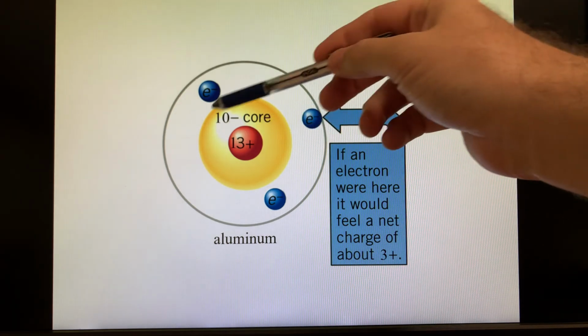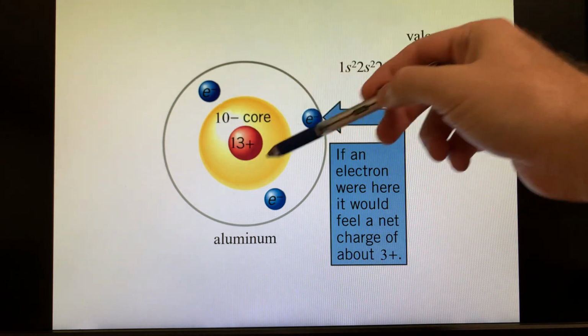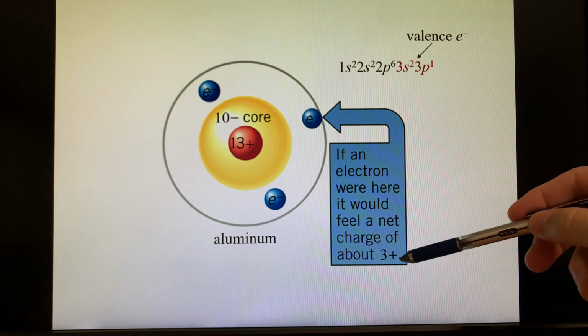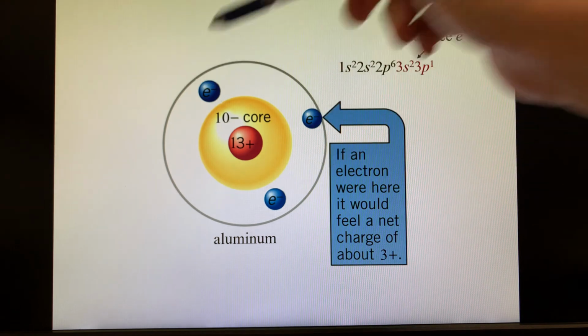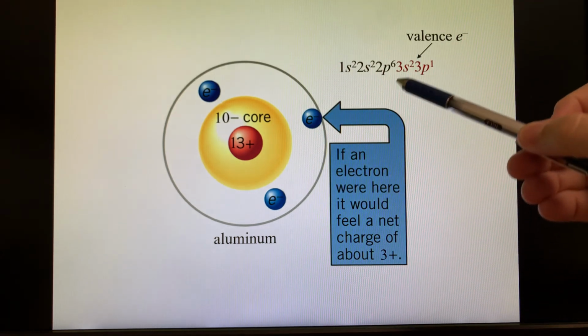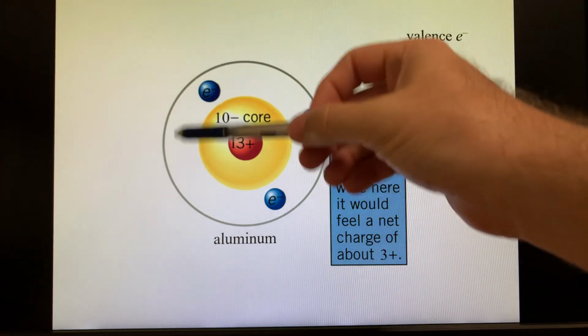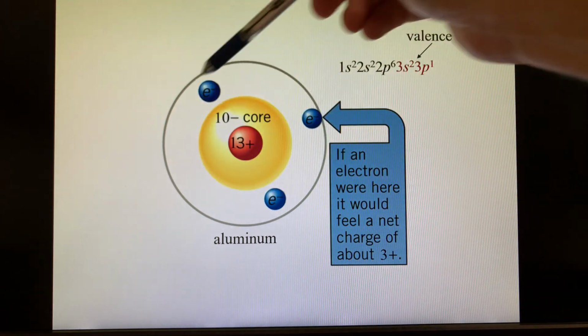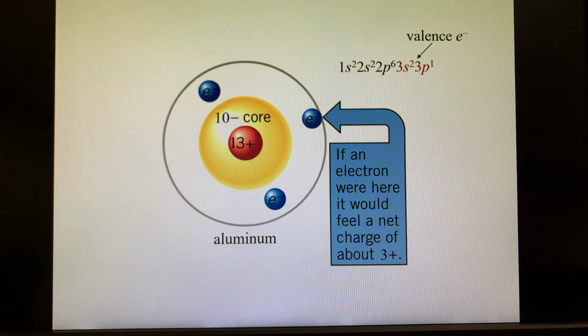So 13 take away 10, shielded by the core, leaves a total of +3 charge left to be felt by these outer electrons. Again, these outer electrons, some of them are in an s orbital, one of them's in a p orbital, but they're all kind of the same distance from the nucleus-ish, right, in that n=3 shell.